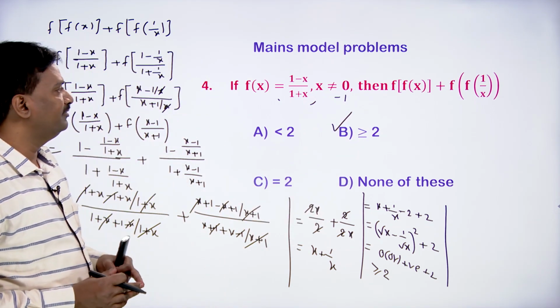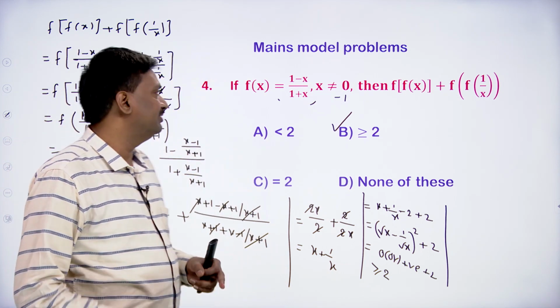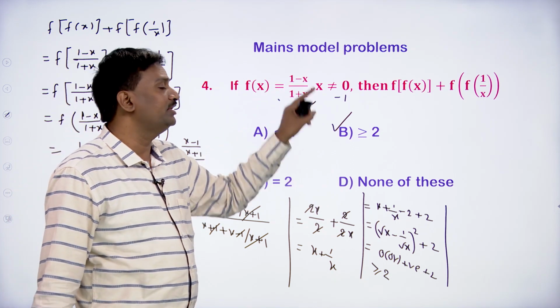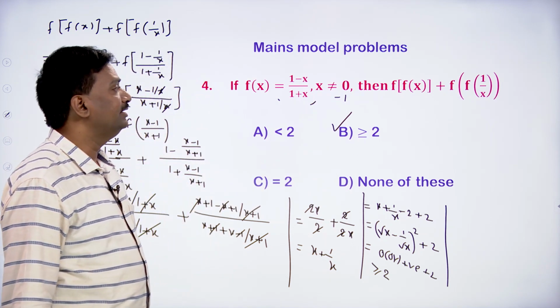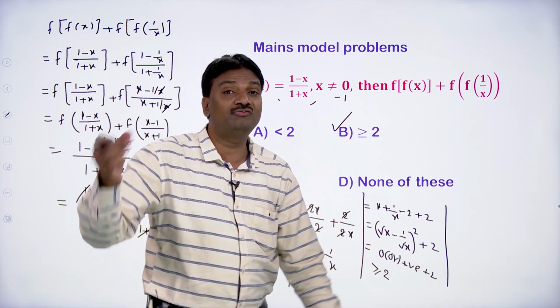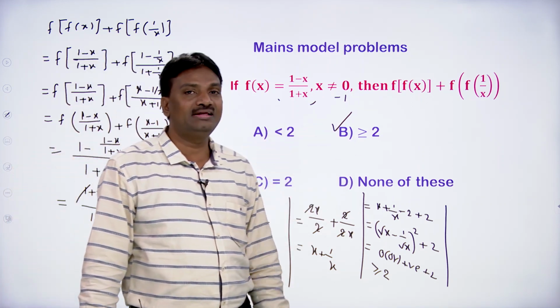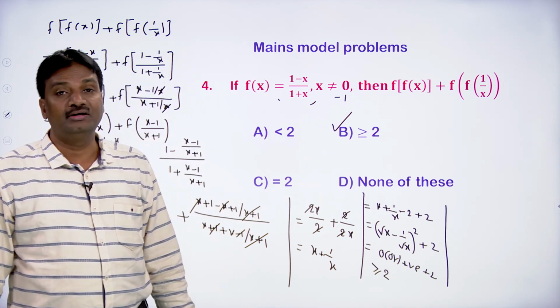So here, by observing the given problem, the function f of x is given as f of x equal to 1 minus x by 1 plus x, where x not equal to 0, x not equal to minus 1. Then f of x plus f of 1 by x equal to. Options are given as: A, less than 2; B, greater than or equal to 2; option C, equal to 2; and option D, none of these.